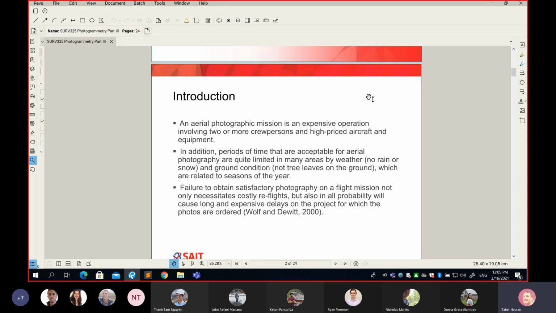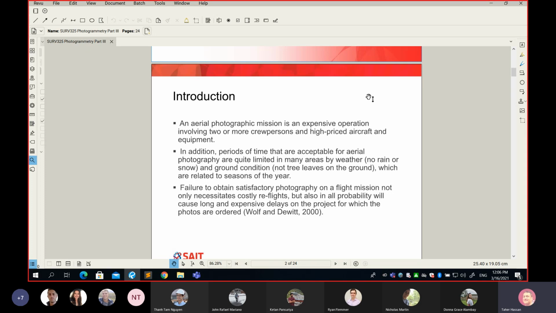For example, I cannot fly my drone at night, not only because the regulation says no, but also if you fly your drone at night, there is not enough light and your photos will be just black, dark. So it means it's not going to help me in photogrammetry. So we have a very limited window for flying our drone in a day. So it has to be in the day.